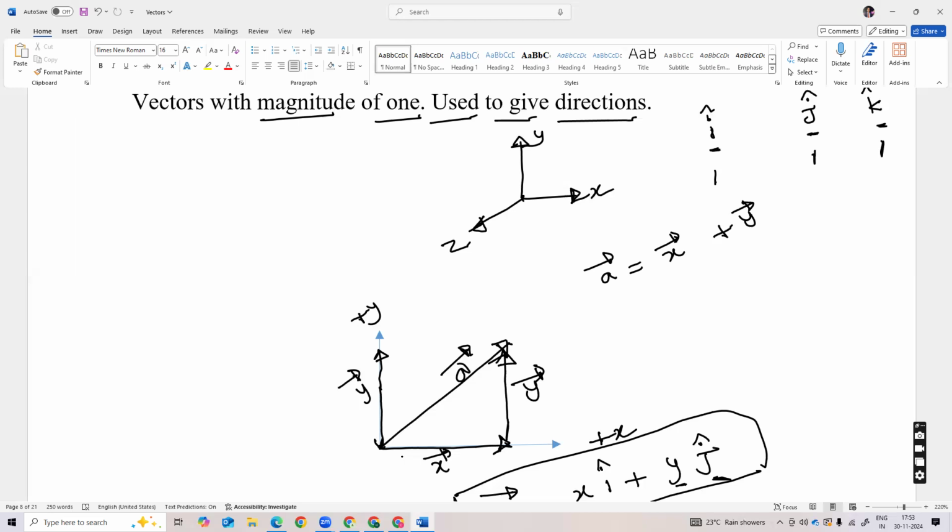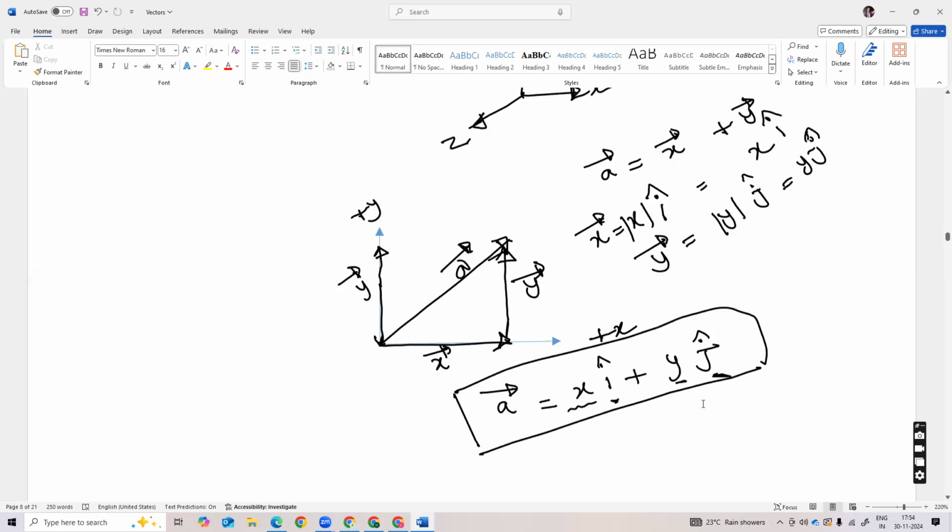Now, since i is a unit vector in x direction, and a unit vector has magnitude 1, you can represent this x vector as the magnitude of x into i unit vector, and you can represent this y vector as the magnitude of y into j. Since it is along a single direction, its magnitude will be simply x, and here it will be y. Therefore you can write this vector a as xi plus yj.